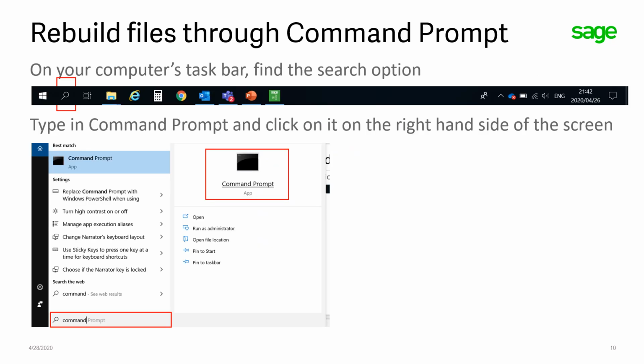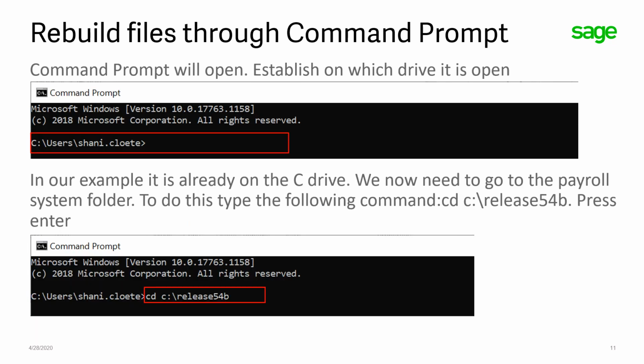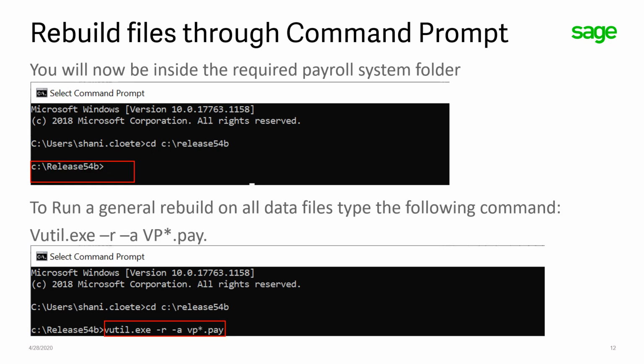Now, on your computer's taskbar, find the search option. Type in command prompt and click on it on the right-hand side of the screen. Command prompt will open. First, establish on which drive it is. In our example, it's already on the C drive. We now need to go to the payroll system folder. To do this, type the following command: cd space c // release 54B. Press enter. You will then be directed to your payroll system folder.